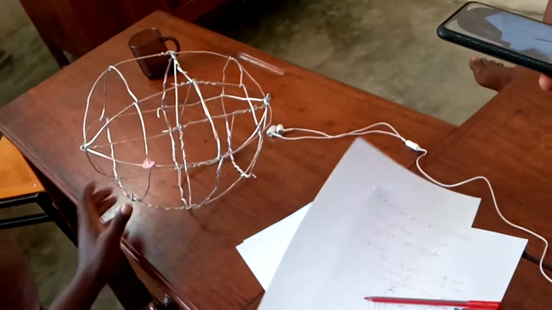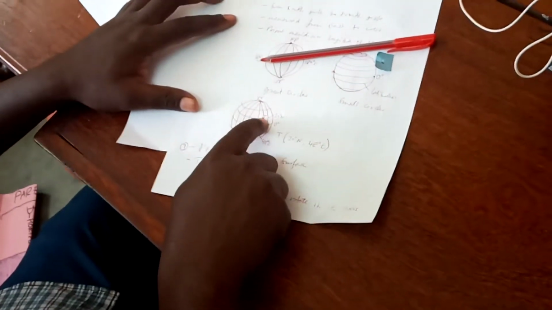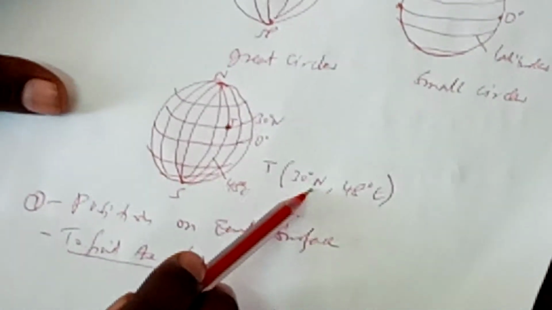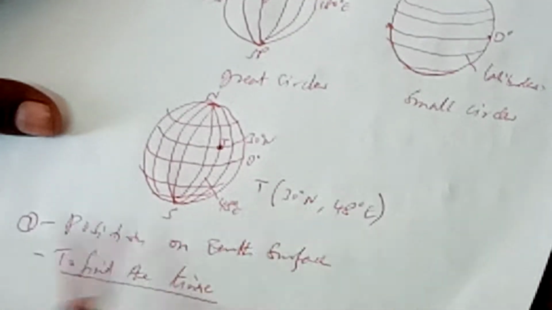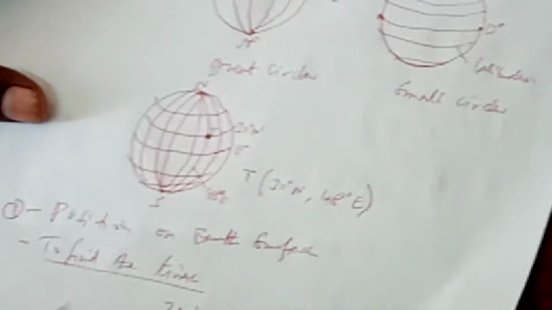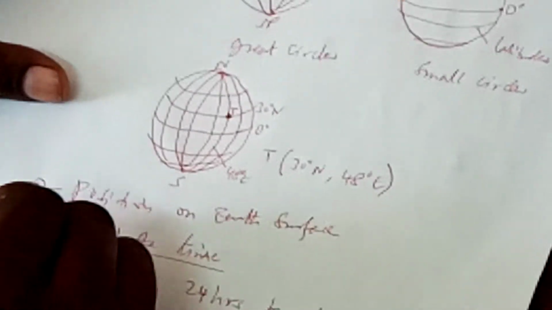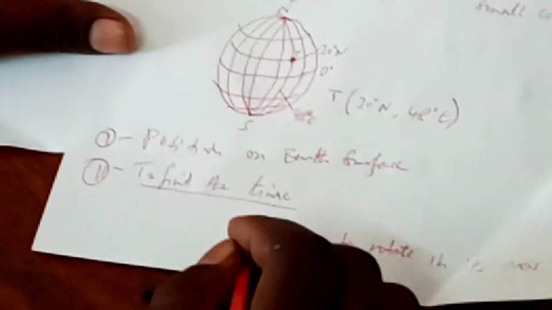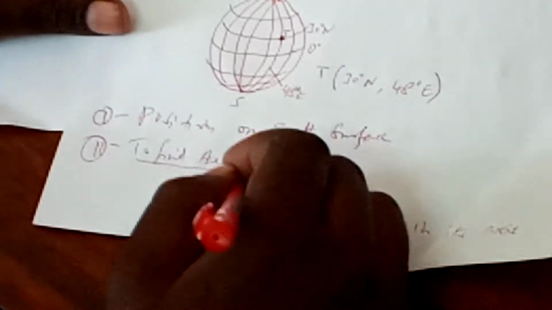So they help us to know the position of places. For example, if you refer to this diagram here, Tanzania is at this point T, which is at 30 degrees north, 48 degrees east. Another function is that they help us to find time differences.